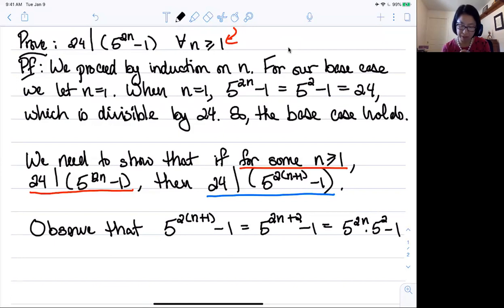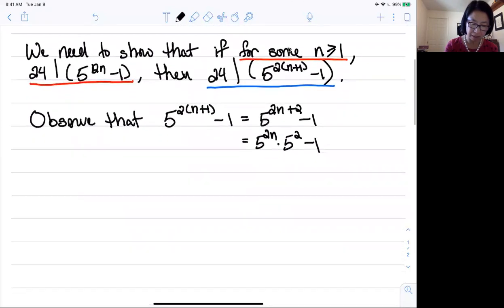And let's see if we can just keep doing some algebra. Actually, I think I'm going to erase that and put this down at the bottom. So this is the same as 5 to the 2n times 5 squared minus 1. And let's see what we can do.